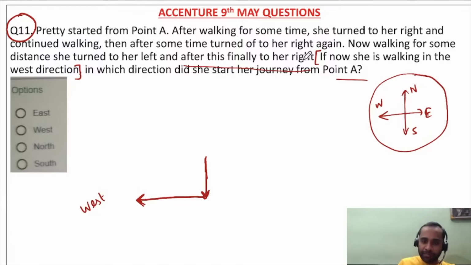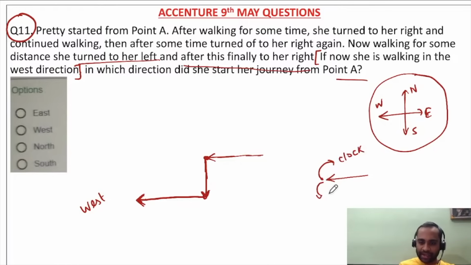Okay, and before turning to her right, she had turned left. So if you are in this direction, then see, your right will be what? Put your pen point. Clockwise will be right, and anti-clockwise will be left. So we are tracing back. So here she would have been in which direction? West, and then took a left, went to south, and took a right, and now she is in west.